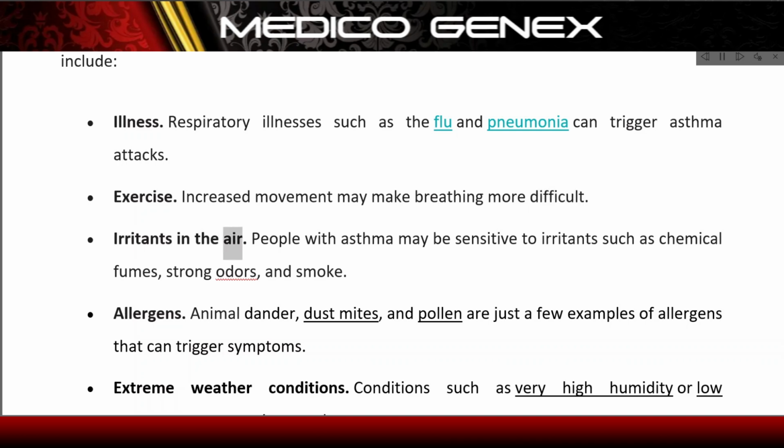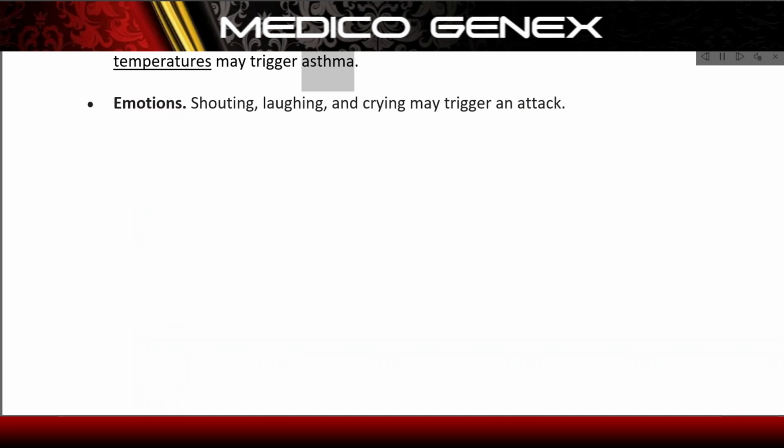Irritants in the air. People with asthma may be sensitive to irritants such as chemical fumes, strong odors, and smoke. Allergens. Animal dander, dust mites, and pollen are just a few examples of allergens that can trigger symptoms. Extreme weather conditions. Conditions such as very high humidity or low temperatures may trigger asthma. Emotions. Shouting, laughing, and crying may trigger an attack.